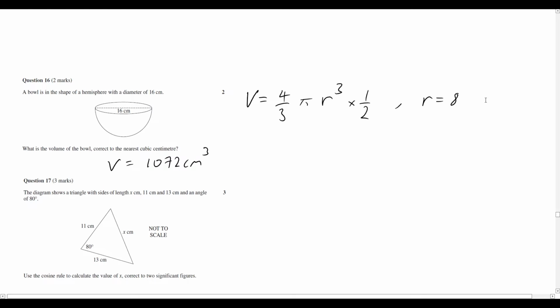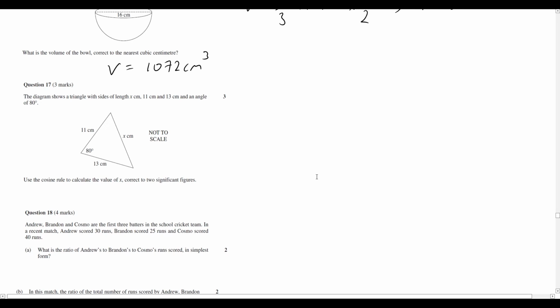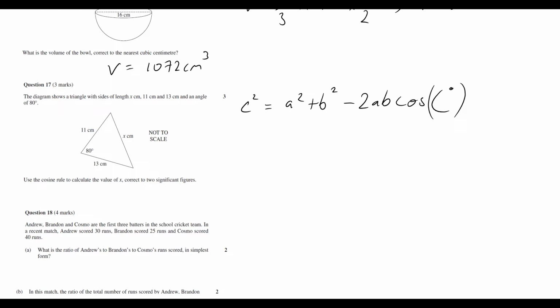Okay, question 17. So the diagram shows a triangle with sides of length x centimeters, 11 centimeters, and 13 centimeters, and an angle of 80 degrees. So using the cosine rule to calculate the value of x, correct to two significant figures. So our cosine rule, let's just write it out in the generic form, is normally given as c squared equals a squared plus b squared minus 2ab cos of C. So it's a little bit of a mouthful there.